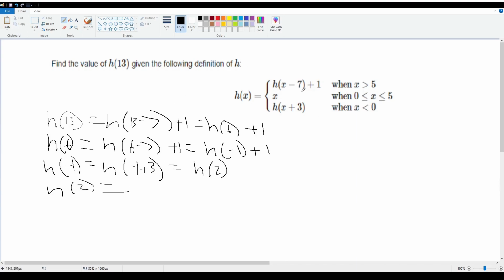For h of 2, we have to find out which parameter it satisfies. 2 is greater than 0 and less than 5, so we use just x, which is 2. Now we've reached one with no more h's, so we can start going up this ladder to find h of 13. h of 2 is 2, so h of negative 1 is 2. Then h of 6 is 2 plus 1, so h of 6 is 3. Going up, h of 13 is 3 plus 1, which is 4. So h of 13 is equal to 4.